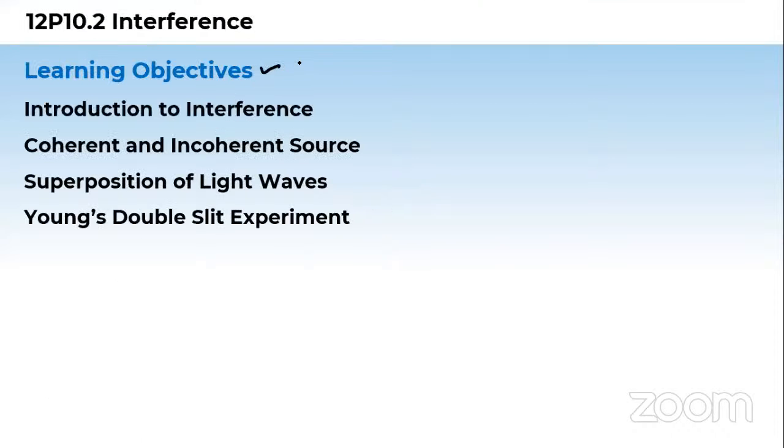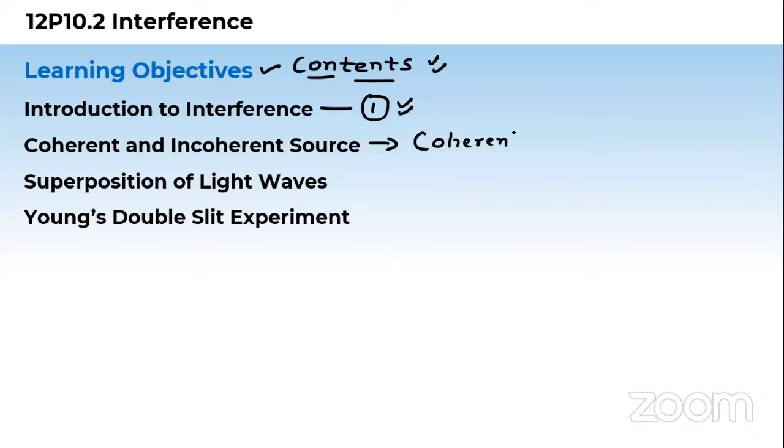Okay. First, we'll start with interference. These are the learning objectives or contents of today's class. First, we'll have an introduction to interference, that is, what interference is. After that we'll understand two different types of sources: coherent sources and incoherent sources.